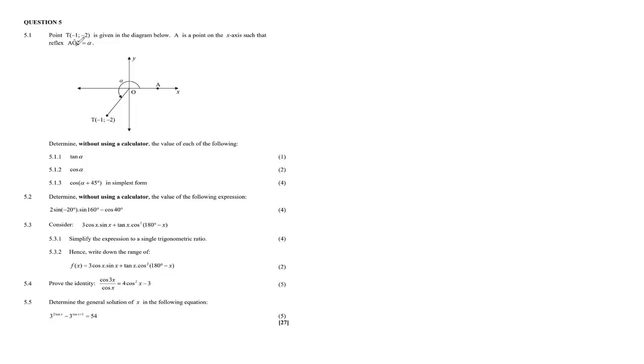Okay, so we have question 5 on trigonometry. It says point T, which is (-1; -2), is given in the diagram below. A is a point on the x-axis such that the reflex angle AOT is alpha, as given here. Then they say determine without using a calculator the value of each of the following.